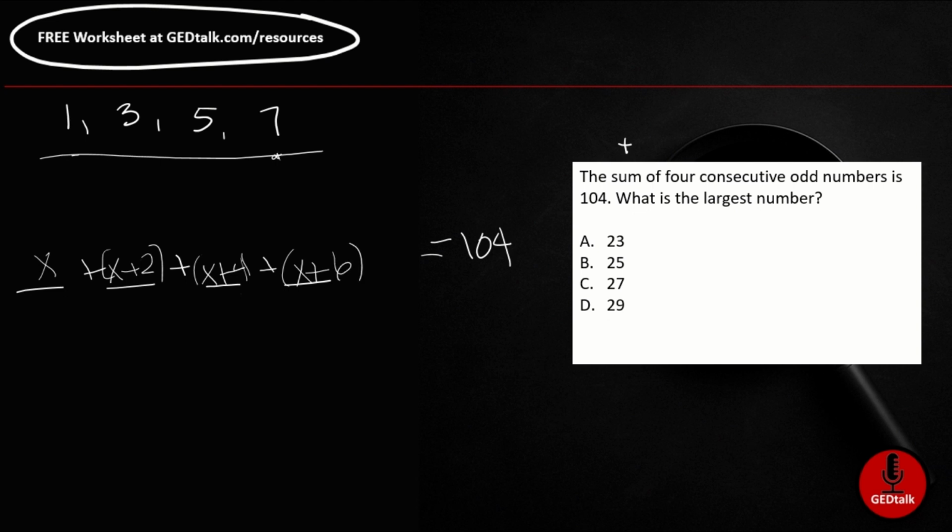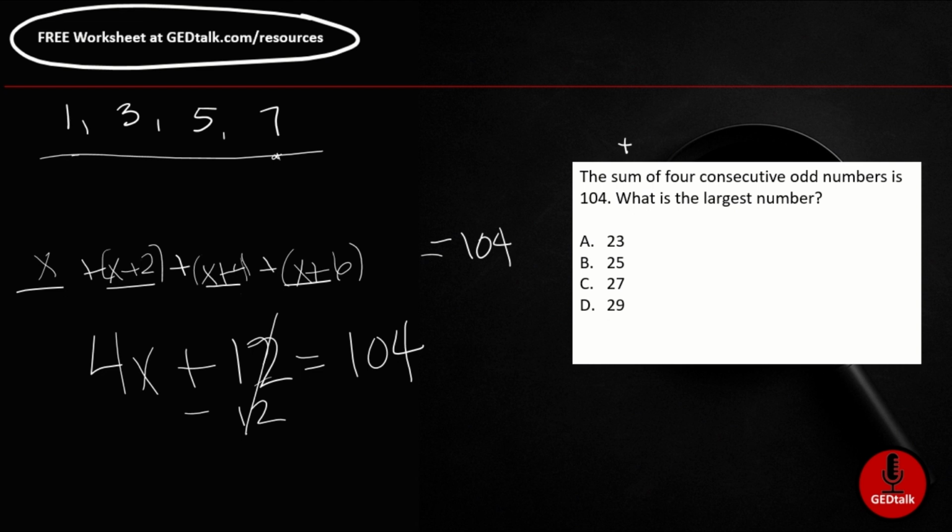So now when I look on the left side, I see a lot of x's and I see just whole numbers. So I have like terms. I'm going to start off with the x's. How many do we have? We have 1, 2, 3, 4. So I have 4x plus 2 plus 4 is 6. 6 plus 6 is 12 equals 104. I need to get x by itself. So I'm going to subtract 12 over here to cancel it out. And then I'm going to subtract 12 on the right. And 104 minus 12 is 92.